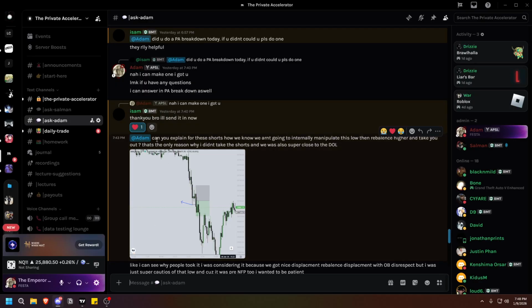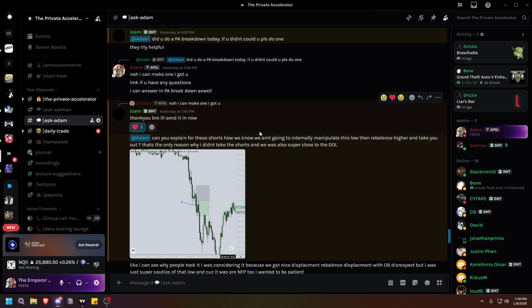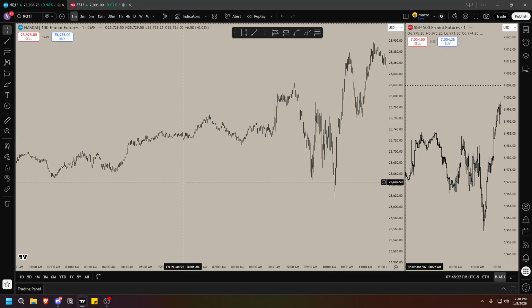Isam had a question as well. Can you explain for these shorts how we know we aren't going to internally manipulate the low, then rebalance higher and take you out? That's the only reason why I didn't take the shorts, and we were also super close to the DOL. This was yesterday.